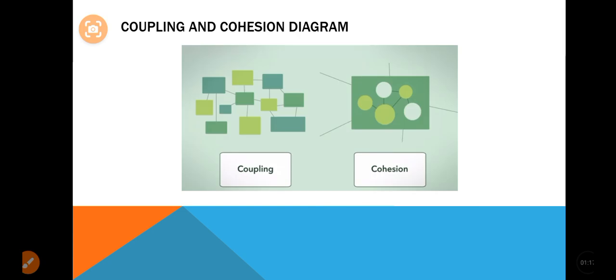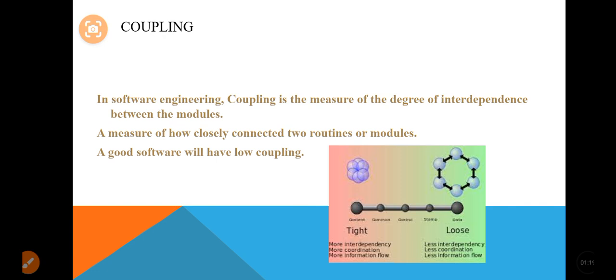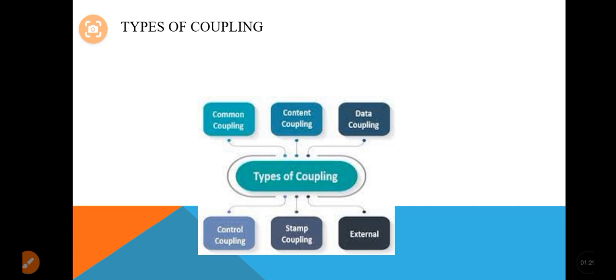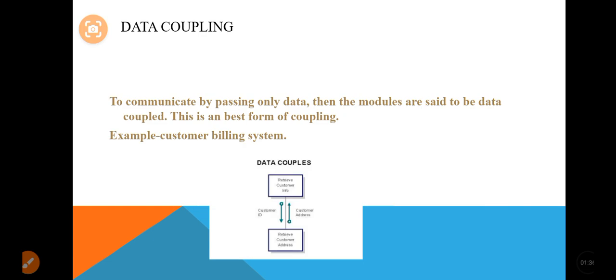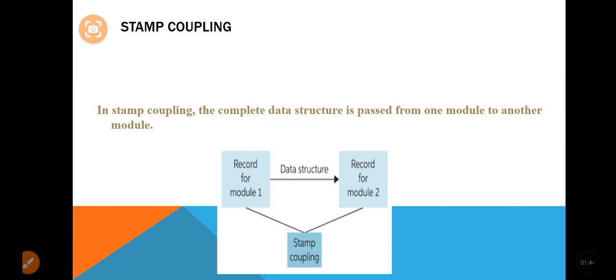Now, what is coupling and cohesion? Coupling is a measure of degree of interdependence between the modules, a measure of how closely connected two routines or modules are. A good software will have low coupling. Types: common, content, data, control, stamp, and external coupling. In data coupling, we pass data between the modules. Example, customer billing system.